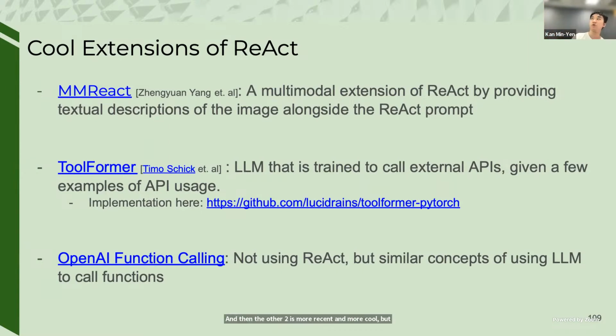Toolformer is a large language model that's trained to call external APIs by giving it a data set of APIs that you can call, as well as how to call them. By doing this, it's able to learn how to call APIs and when to call them. The last thing is something released by OpenAI like 2 or 3 months ago. It's called OpenAI function calling. And it's not really using ReAct, but using a similar concept of having a large language model that is able to understand and call the function when needed.